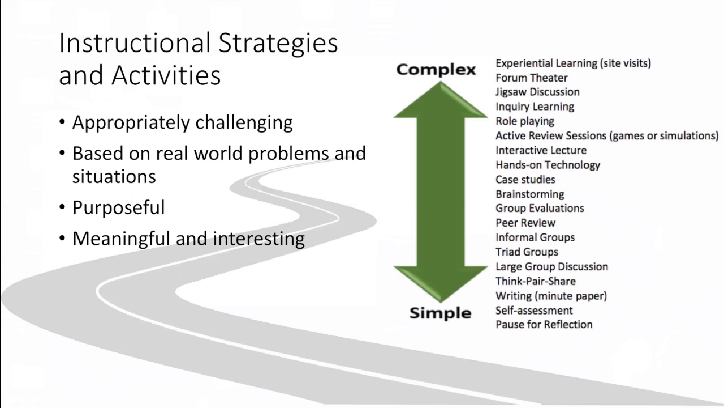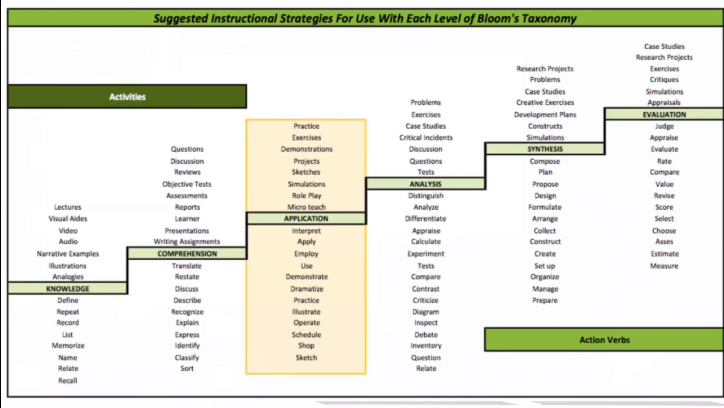I'm giving you some examples of real world cases of things that I've done in my own classes. So all the way up to jigsaw discussions, experiential learning. So we're increasing in complexity in the type of activities that we're planning. I want you to also take a look at this chart or matrix that we have here that provides the instructional strategies that you could use based on the level of Bloom's taxonomy that you're trying to achieve.